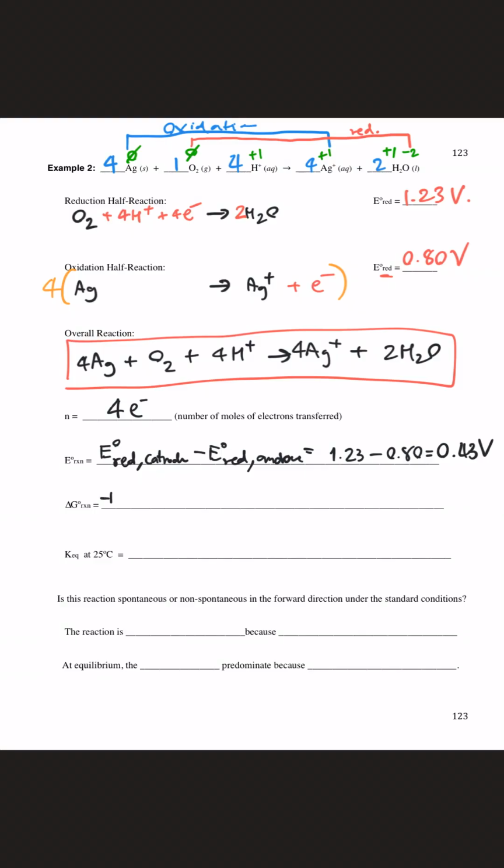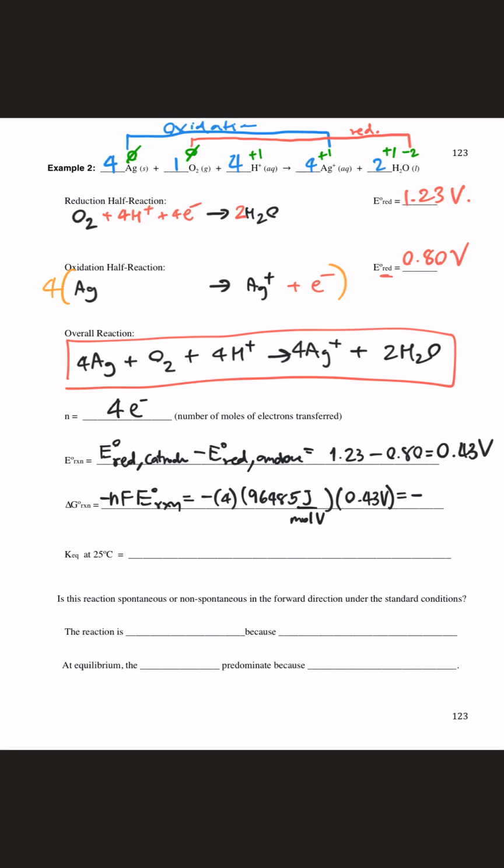Okay, so after you obtain the standard reaction potential, then move on to the Gibbs free energy, which is equal to negative nFE of the reaction. Okay, so the number of electrons is 4. The Faraday constant is 96485 joule per mole per volt. You do not need to memorize the Faraday constant. It will be provided on the exam. And the standard reaction potential that we just calculated would be 0.43 volt. This answer should come out with 2 significant figures and with the unit of joule per mole.